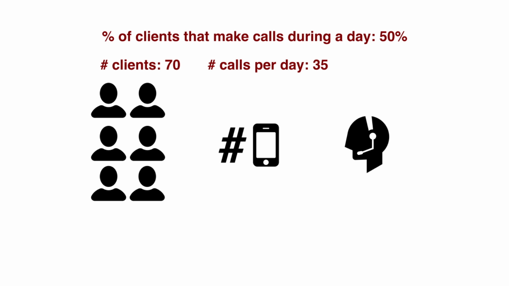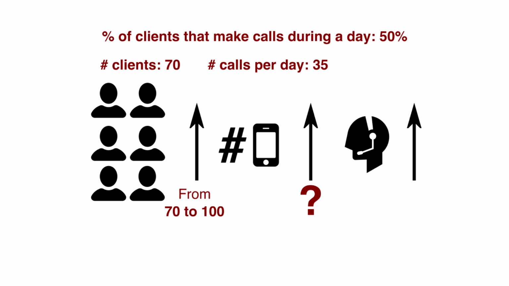Okay, so we can now use this information to calculate how many agents we need. We're going from 70 to 100 clients. If we know that for every 2 clients we're going to get 1 call, that means when we go to 100 clients, we can expect about 50 clients per day to actually call in. So we can expect 50 calls per day. That's simply the number of new clients, 100, multiplied by 50%.